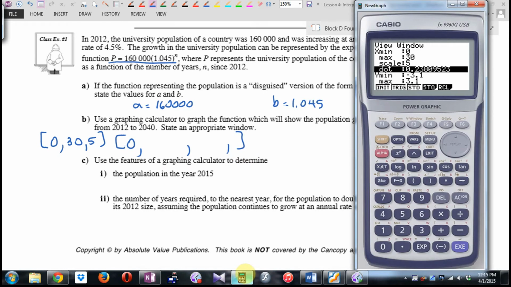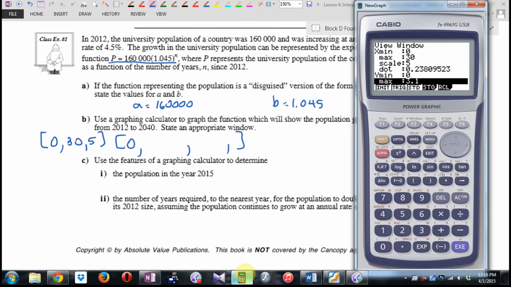But what's my initial population? By the way, for Y min, put a 0. What is my initial starting population according to this question? So my Y max has to be bigger than that. How big do you think, rough guess, will it be in 30 years? What would be a good guess? 1 trillion would be a bad guess. 161,000 would also be a bad guess. I think you're going to go up by more than 1,000.